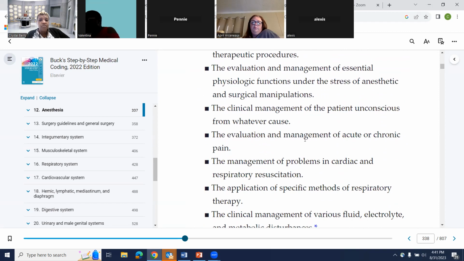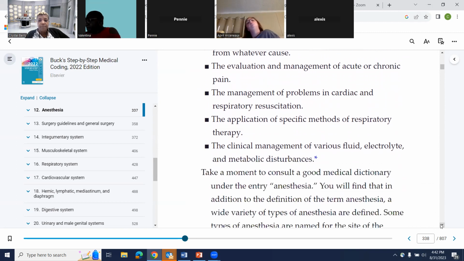clinical management of the patient, the evaluation and management of acute or chronic pain, the management of problems in cardiac and respiratory resuscitation, the application of specific methods of respiratory therapy, the clinical management of various fluids, electrolyte, and metabolic disturbances.